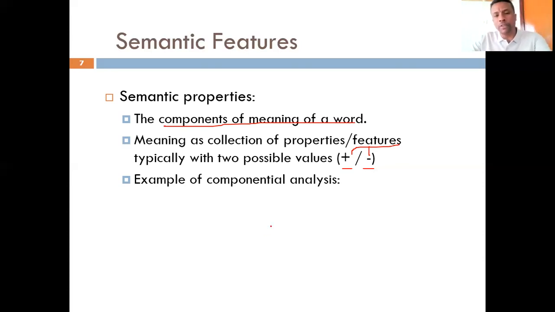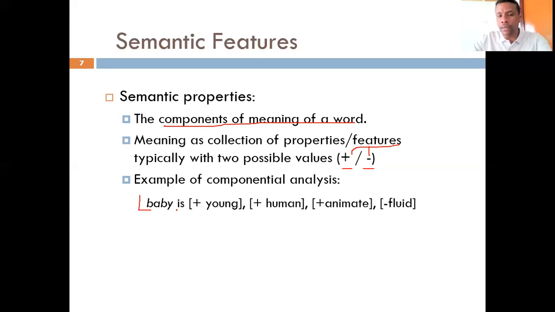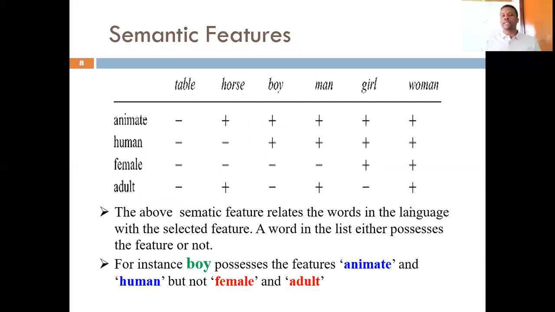Some of the examples are the following. For instance, say the word is baby. This is a word, and the ones we put in square brackets are semantic features. Young is plus, human is plus, animate is plus, but fluid is negative, because a baby does not possess the property of being fluid. This is one example that we have.